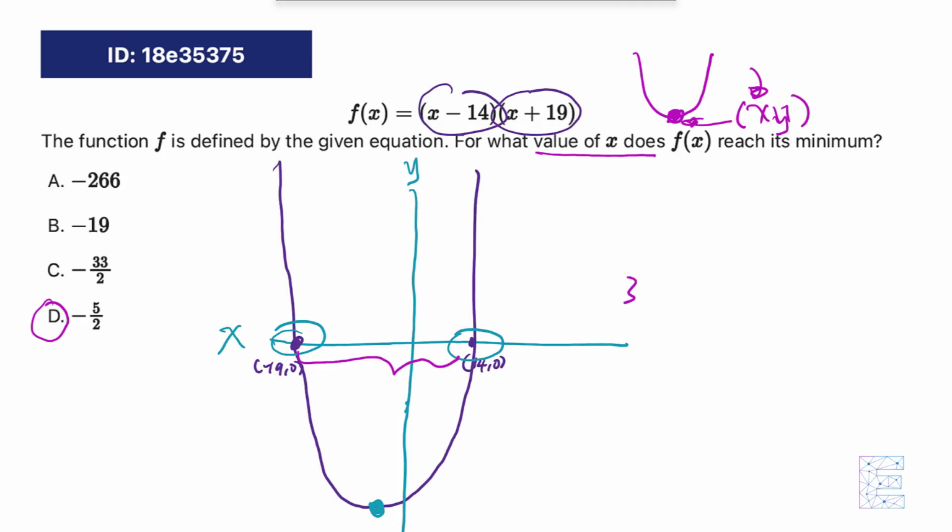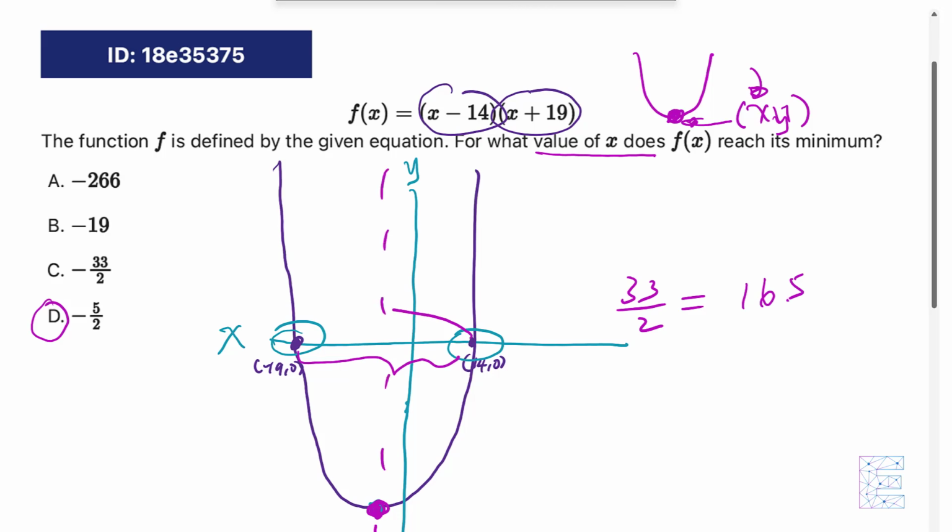So 33 places divided by 2, because again, the vertex is smack in between those two x-intercepts. So the distance between these is 16.5. So we know to go from here to where the vertex is 16.5 places. So if you're at 14 and you subtract 16.5, you end up getting negative 2.5. So that's the actual math and logic behind this question.